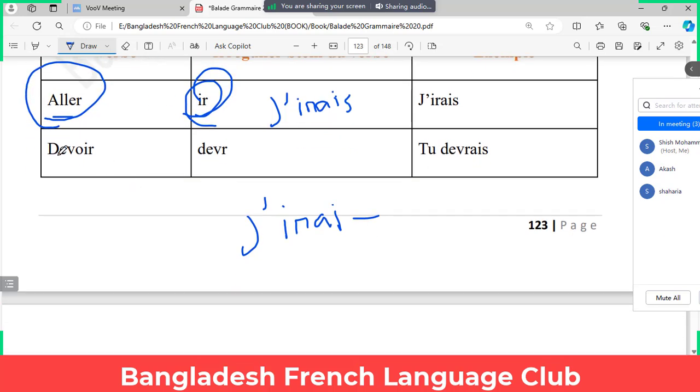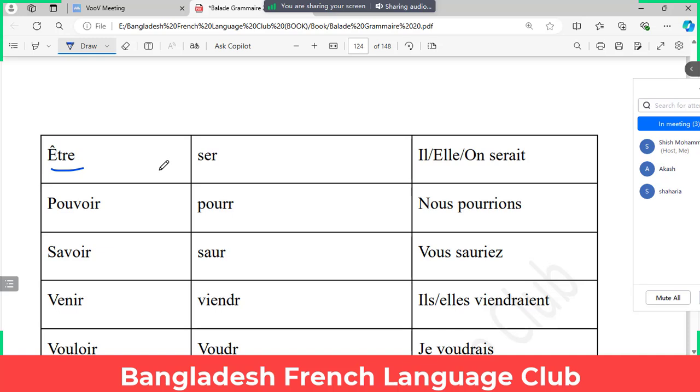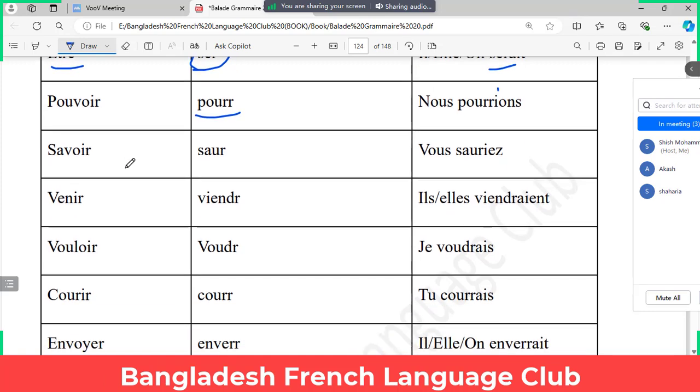So ir, and devoir is devr only. So you see, tu devrais. Then être: the radical is ser only. So il, elle serait means she would be, he would be. Pouvoir is pourr. Nous pourrions means we could. Savoir is saur. Vous sauriez.